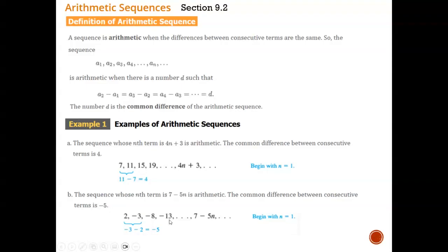2, -3, -8, -13, and so on. Let's just subtract. -3 minus the previous term. -3 minus 2 is a -5. -8 minus a -3, so we'd have to change the sign, so it becomes -8 plus 3. We also get the -5, and so on and so on. So that's our common difference. So these again are examples of an arithmetic sequence. There's a common difference between all the terms.